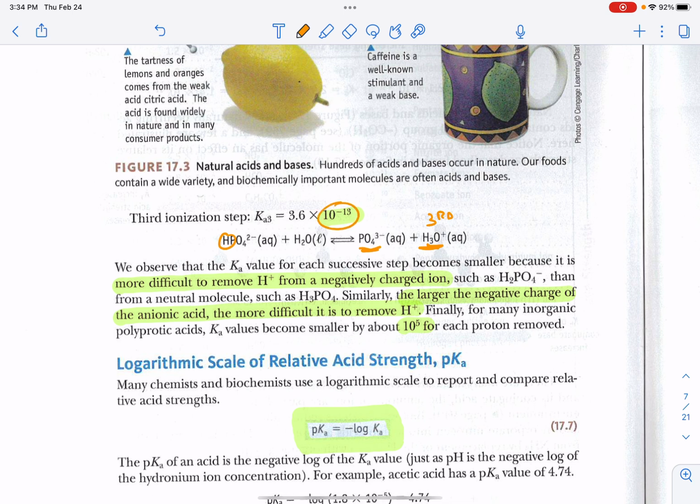And now here's another 10 to the fifth times less likely to happen than losing the second proton, which was 10 to the fifth times less likely to happen than losing the first proton. So the only way you can keep driving this reaction to the right is by adding a base. And we get to that when we do titration.